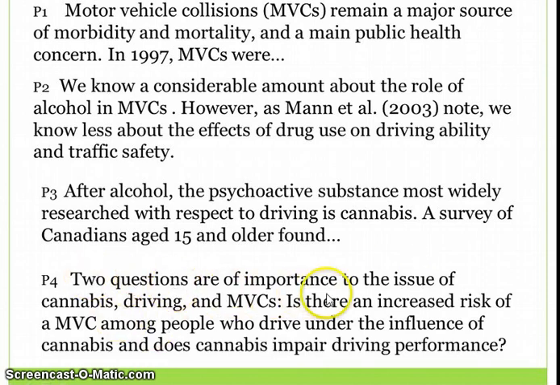2 questions are of importance to the issue of cannabis, driving, and MVCs. 2 questions. So they're going to ask 2 questions, and if we're going to have 2 questions, obviously at one point they're going to be answered. So we know what's coming next. Is there, that's a question. Is there an increased risk of MVC among people who drive under the influence of cannabis, and does cannabis impair driving performance? So we know here this sentence gives us 2 things. It gives us information about the topic, but it also gives us information about the organization of information in the paragraph.